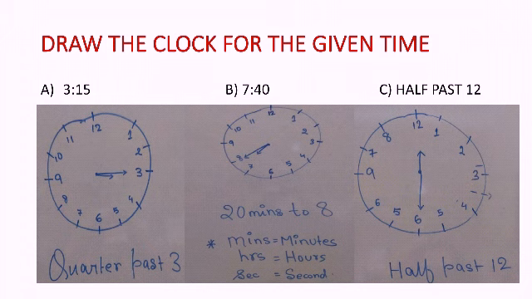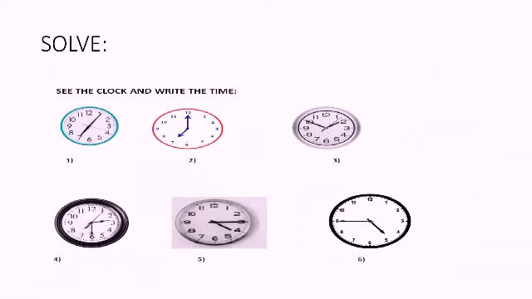When it is quarter past, the minute hand will always be at 3. When it is quarter to, then the minute hand will be at 9. This is how you have to draw the watch or the clock for the given time.